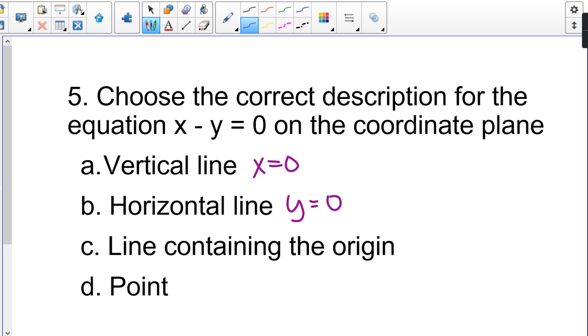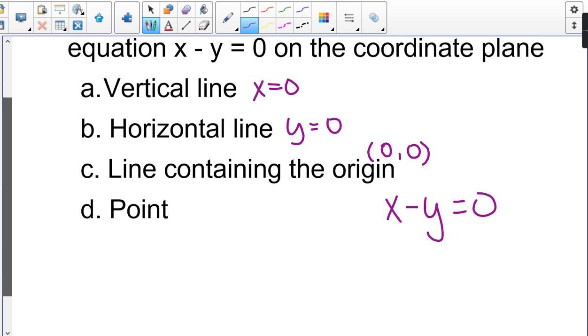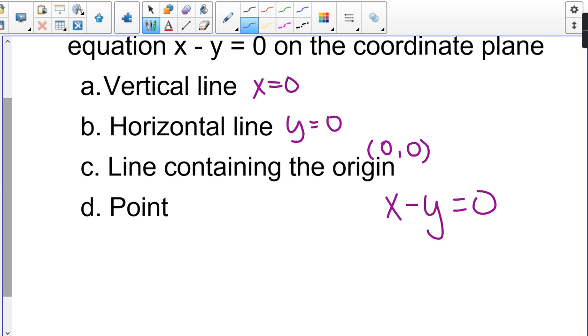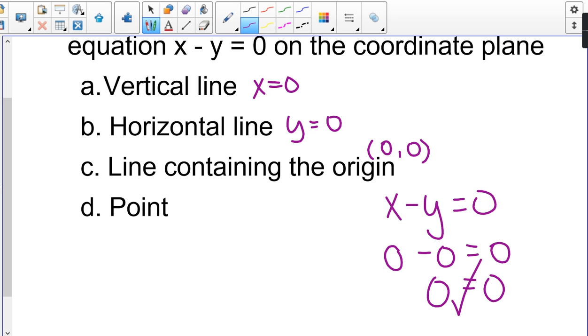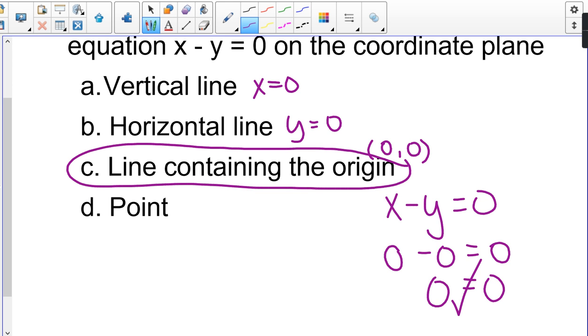What's the origin? Well, the origin is that point that has x is 0 and y is 0. Does this point satisfy this equation? We have x minus y equals 0. If I put the point 0, 0, the origin, into this equation, will I get a true statement? Let's put in 0 for x and 0 for y. I see 0 minus 0, or 0 equals 0. Is that correct? Yes, that's correct. So this is a line containing the origin. And obviously it's not a point. A point would be x comma y. So x minus y equals 0 is a line containing the origin.